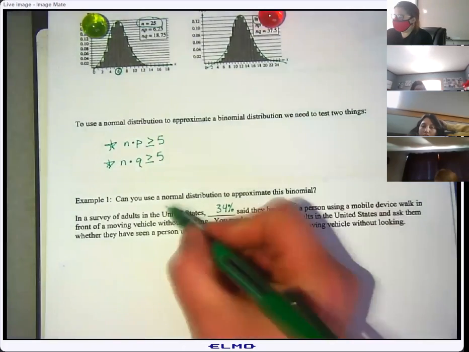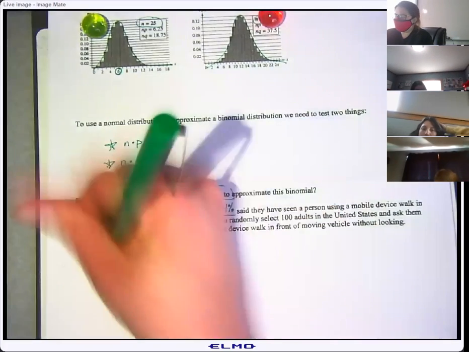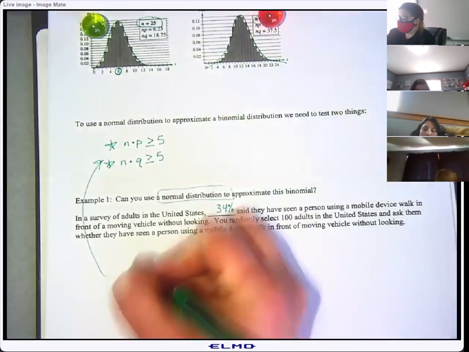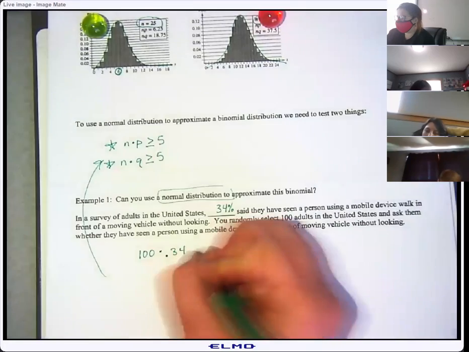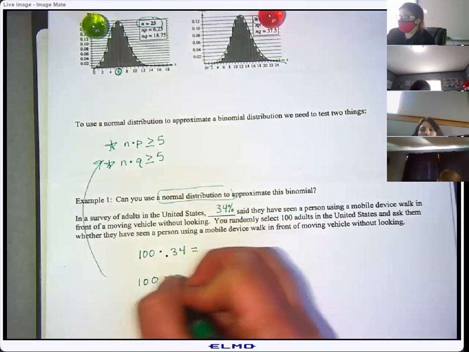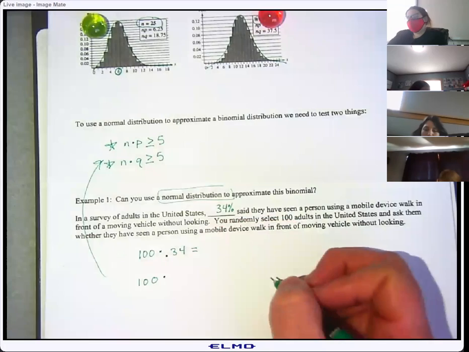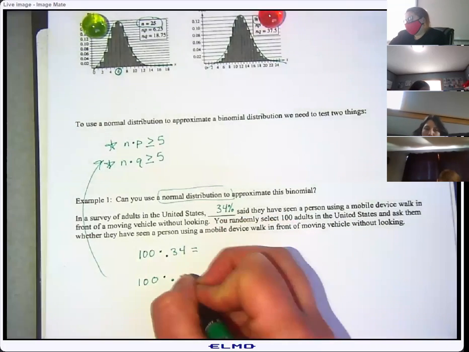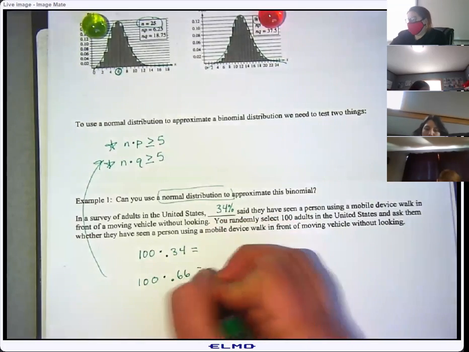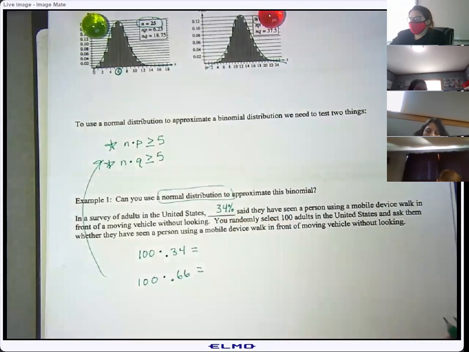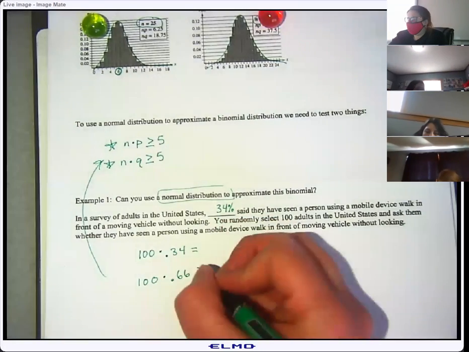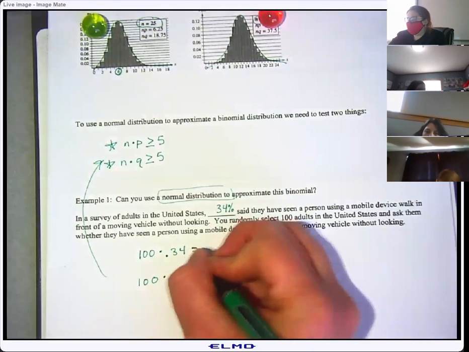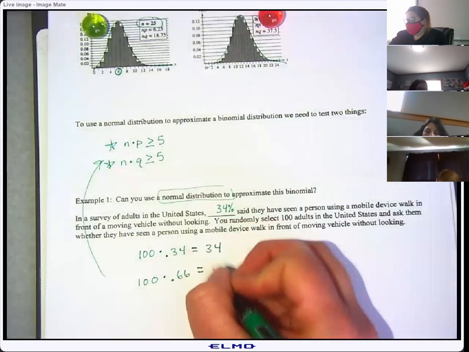So the question is, can we use a normal distribution to do this? All we have to check is this stuff. So we have to take 100 times 34%, and 100 times what's Q? 66%, yep. What's 100 times 34%? 34. I have to do it. It just makes you feel better.